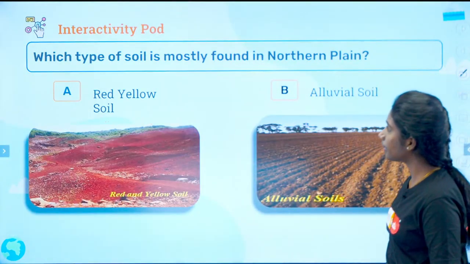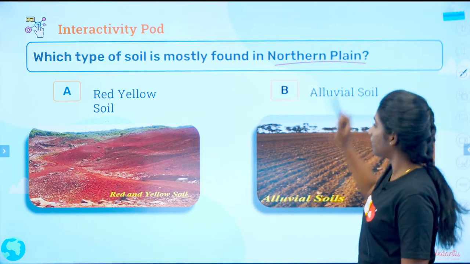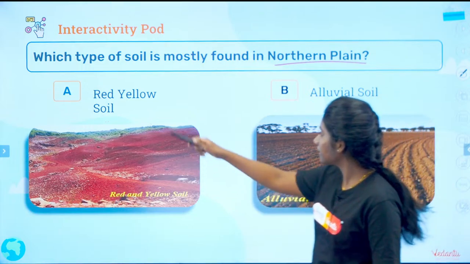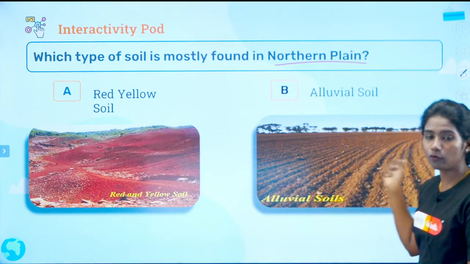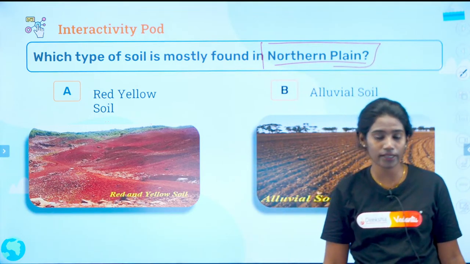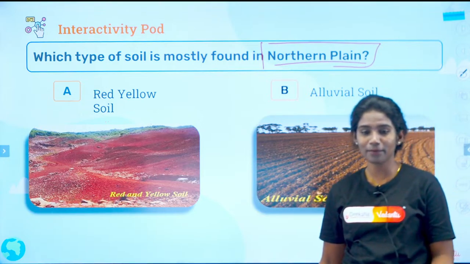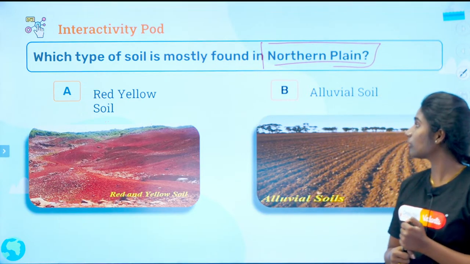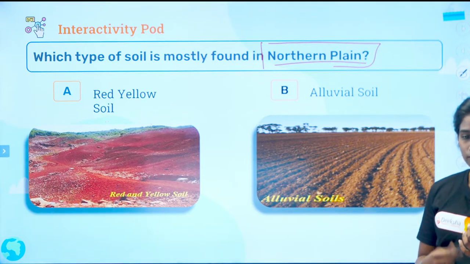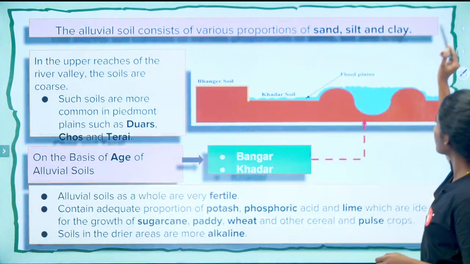Clear? Now which type of soil is mostly found in the northern plain? Is it red yellow soil or alluvial soil? I just mentioned it. Come on, comment in the comment section, which soil is found in the northern plain? It is alluvial soil. Alright.